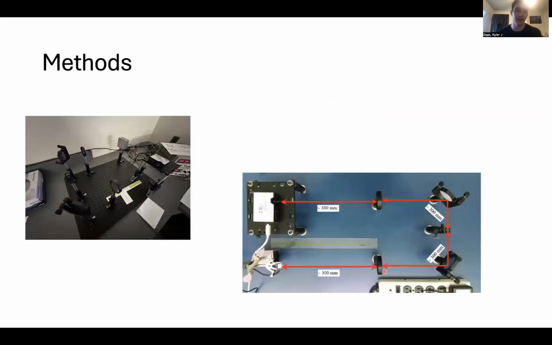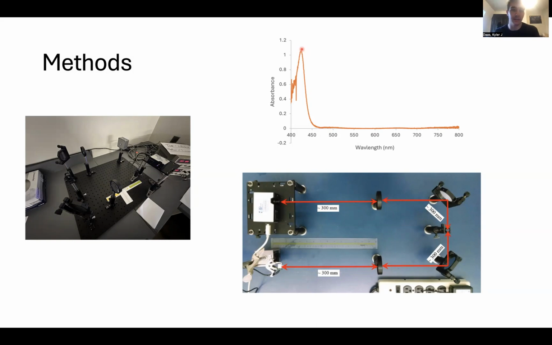So quickly, let's go over the methods. Here's our experimental setup where we have a light that travels through a lens, hits off a mirror, travels through our sample, travels through another lens and into the detector. Essentially, as the ray of light passes through the cuvette, an electron will get excited from the HOMO to the LUMO, and it'll produce a spectrum, which we can see here. So that's basically our experimental setup.